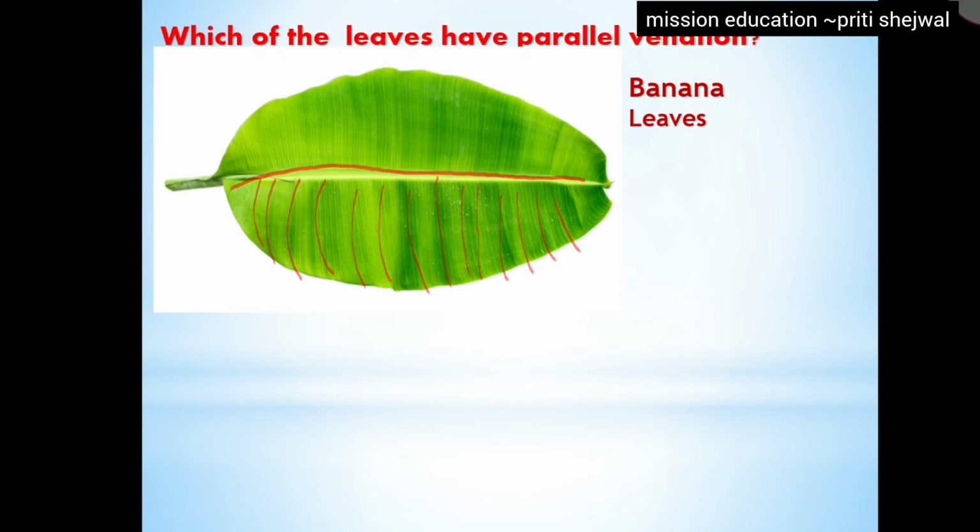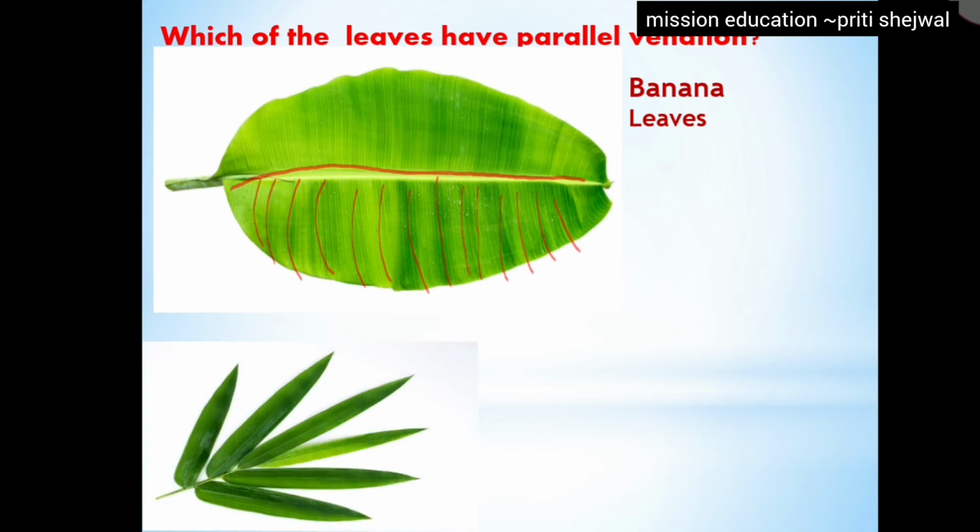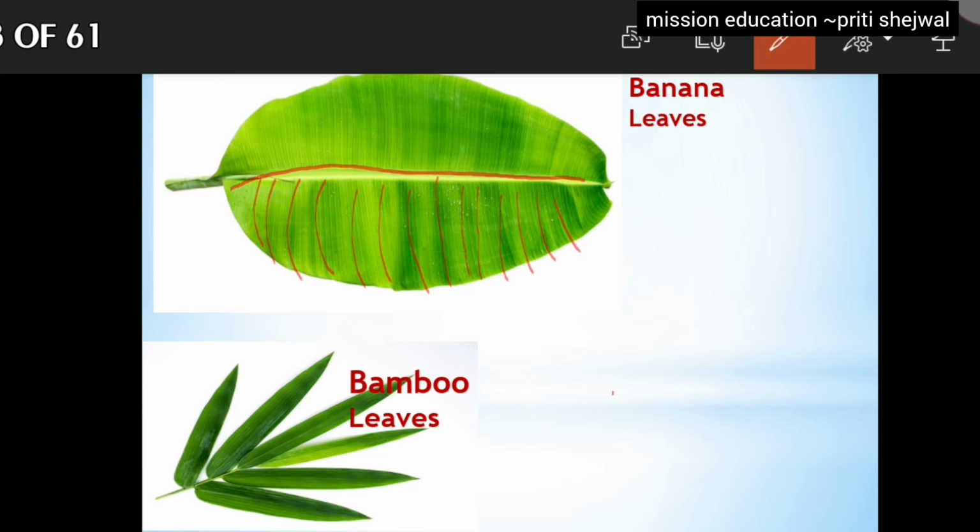Now this is the image of bamboo leaves. The veins run parallel from the base to the tip of leaf. Suppose this is the leaf, and the veins run parallel from the base. So this is the base, it runs like this, from the base to the tip of leaf. The same thing we can observe in grass and also in wheat leaves. The veins run parallel from the base to the tip of leaf.